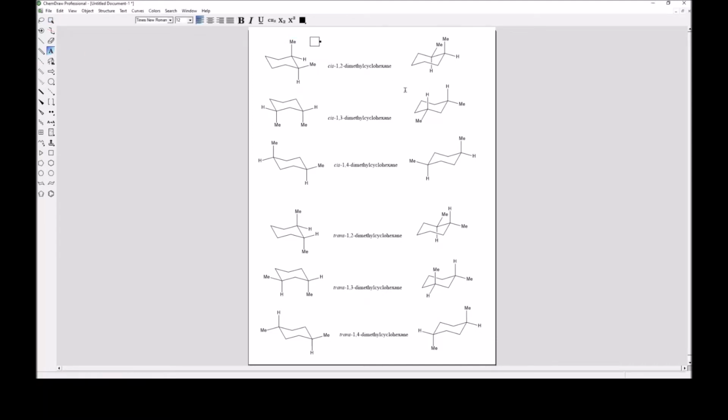So this one over here, we can call it axial equatorial. For this one over here, this methyl group is equatorial and that methyl group is axial. So it's still axial equatorial. And what this means is that there is no energetic difference between these two conformations. They are both equivalent, and the molecule will spend 50% of the time in one conformation and 50% of the time in the other conformation.